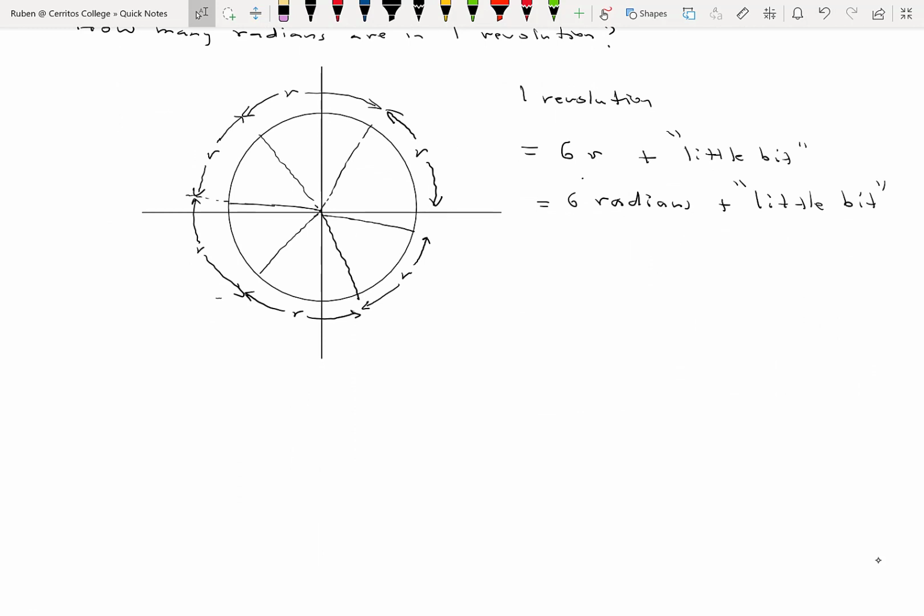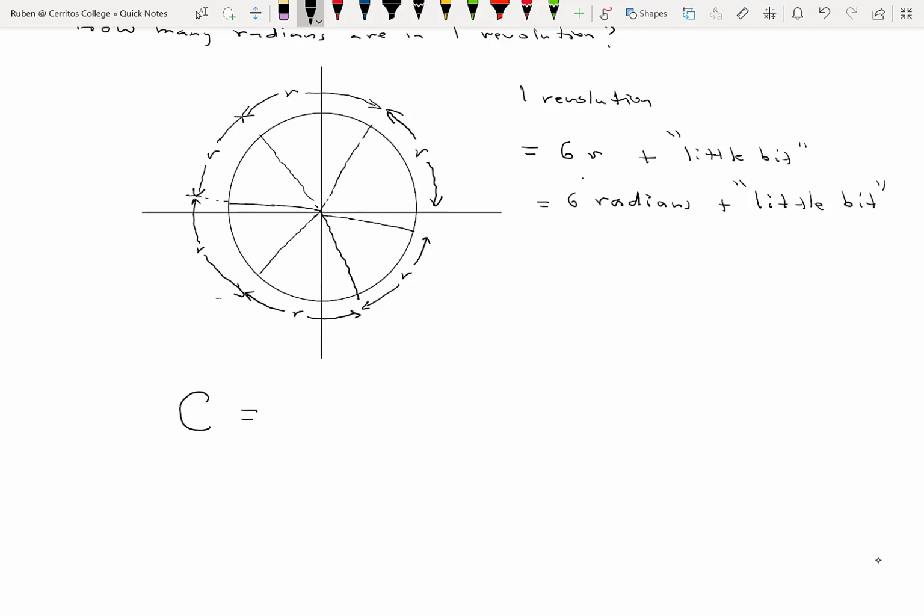So back to my original question. Exactly how many radians do I get to get 1 revolution? Well, think about the concept of 1 revolution is 6 times r, 6r plus a little bit. But 1 revolution along a circle is not 6 times r. 1 revolution of a circle, the distance around a circle, the perimeter of a circle, is called the what of a circle? The circumference of a circle is not 6 times r. What's the circumference of a circle?